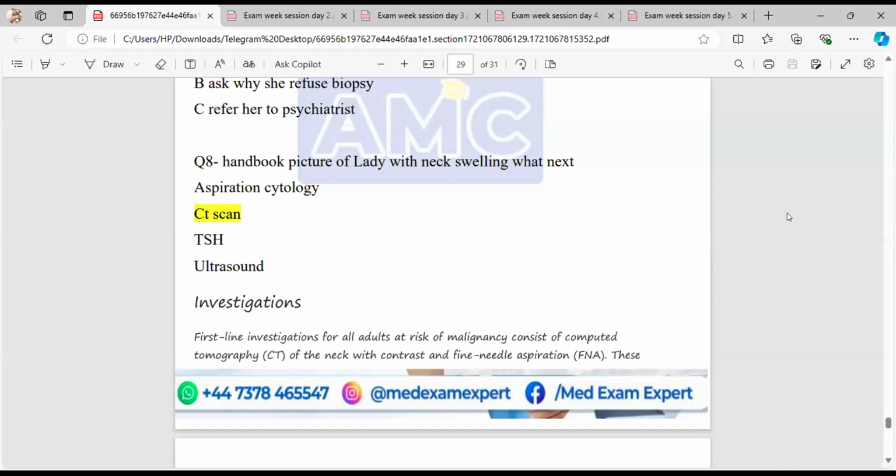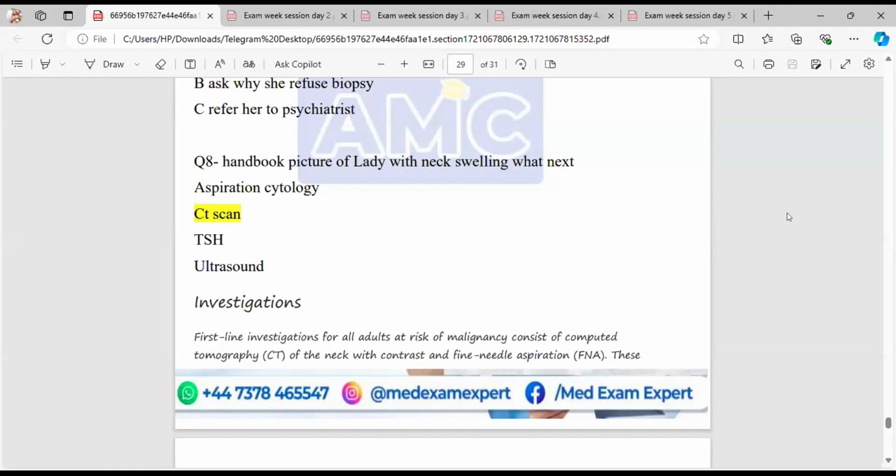But yes, if the swelling is on the midline, and in the question they say that this swelling is moving with the protrusion of the tongue, then your diagnosis will be thyroglossal cyst. And we know that for thyroglossal cyst, we will do the ultrasound first. Then our answer will be ultrasound.